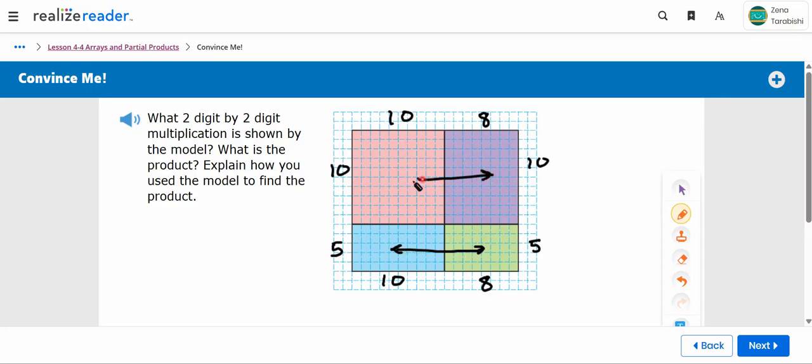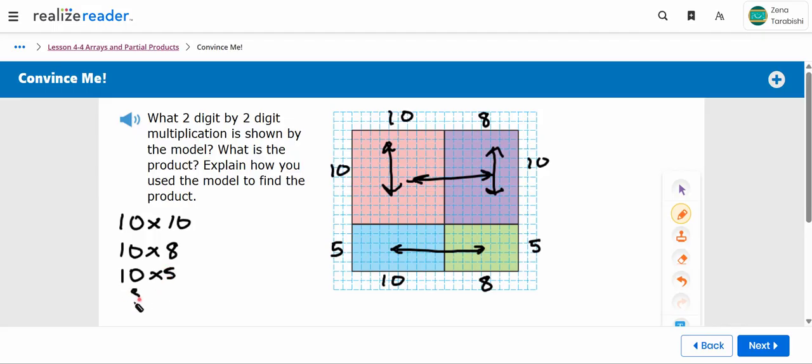But of course, you have to pay attention to the clues, so that way you know what is going on for our equation. Now, for our actual equation, you'll notice that we have 10 times 10. That's our first one, the red area. Then we have 8 times 10, or 10 times 8. Both of them work. Then we'll have 5 times 10, or 10 times 5. And then we'll have 8 times 5, or 5 times 8. Both of them work. And then once you get all of those partial products, you're going to go ahead and add them up. So you get 100 here, you get 80 there, you get 50 here, and you get 40 there.